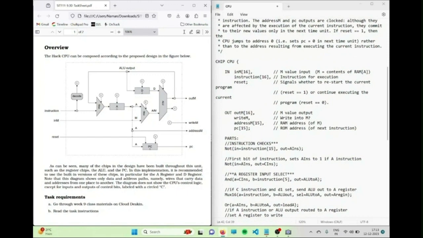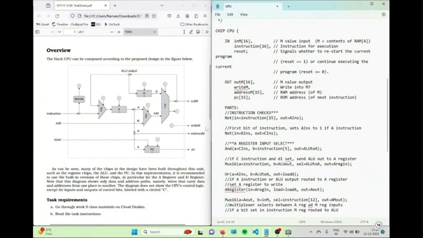You can see the input chips named inM, instruction, and reset. inM is 16-bit, instruction is 16-bit, and reset is 1-bit. inM is used for input from memory, instruction for taking instructions, and reset for resetting the chip. If reset is 1, then the chip will be reset. Then we have the output chips: outM, 16-bit, writeM, addressM, which is 15-bit, and the PC chip, which is again 15-bit. writeM is used for writing in the memory.